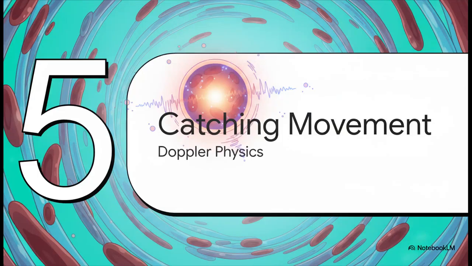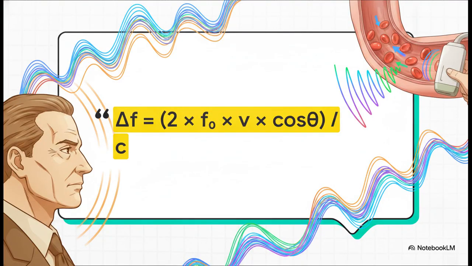Section 5. Catching movement. Doppler physics. Now this is where things get really dynamic. We're shifting from looking at stationary organs to tracking the flow of microscopic red blood cells. To pull this off, we rely on the Doppler effect, famously described by Christian Doppler way back in 1842.